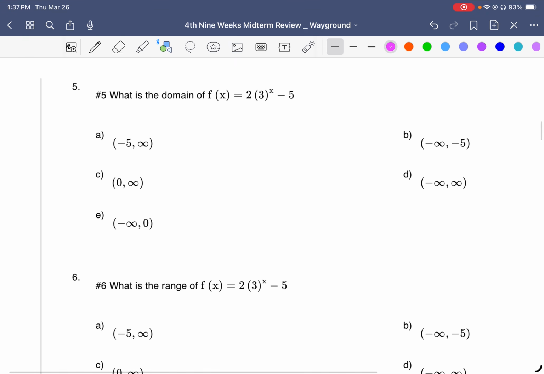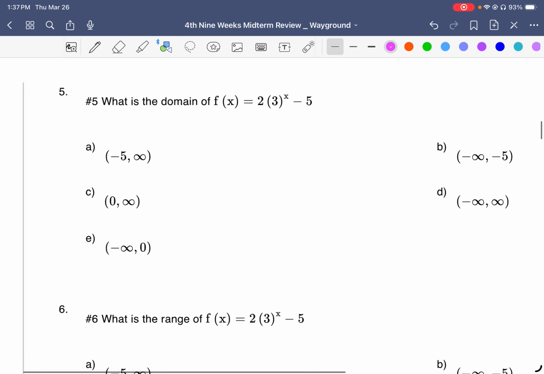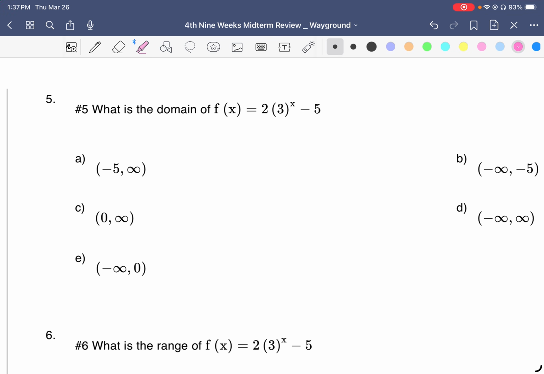Number 5 says, what is the domain of f of x equals 2 times 3 to the power of x minus 5? Okay, this is another exponential function. The x is in the exponent. This 3 is considered the base. So now let's identify the transformations. This 2 would indicate a vertical stretch of 2. And this minus 5, notice that it is not with x. So inside the house is just x. There's no left or right. This minus 5 means that we went down 5 units.